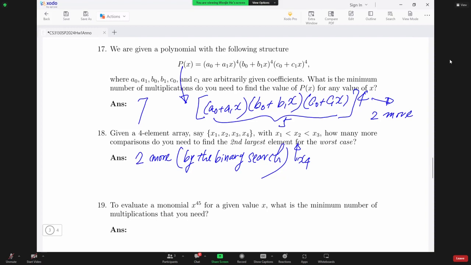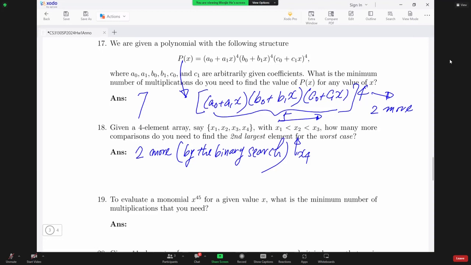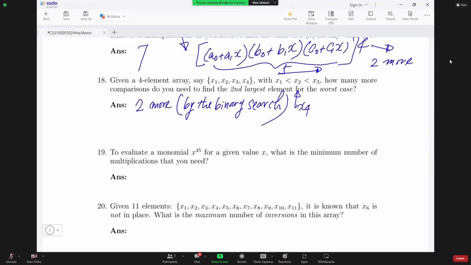Just use the binary search, because this order tells you these 3 elements are already sorted. So you can apply binary search directly. Very simple. All right. Number 19, and let me look at how much time, because later, for some questions, I need to do a lot of work. This one, the answer is 7, not 8.